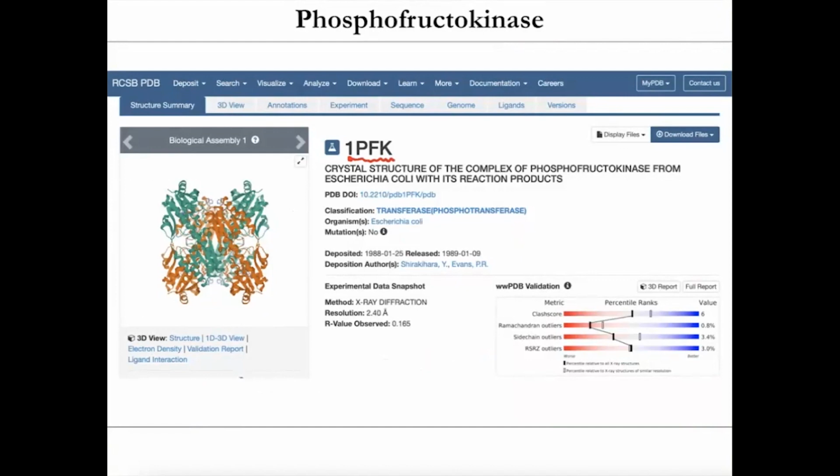It's phosphofructokinase from E. coli. E. coli is capable of doing glycolysis as well, of course. It was deposited a long time ago in 1989. It's a very important enzyme, so that's not very surprising. It was determined by X-ray diffraction at a resolution of 2.4 angstroms, which is quite good.